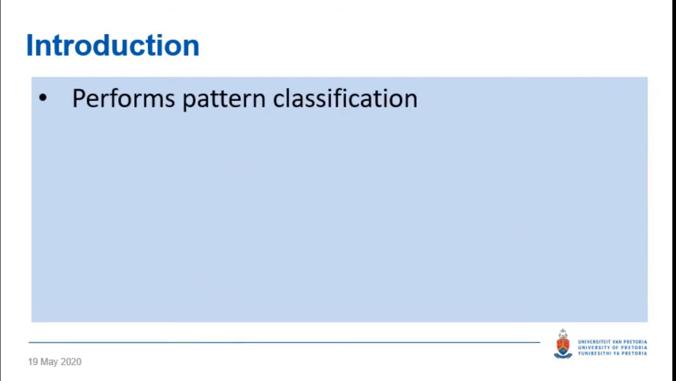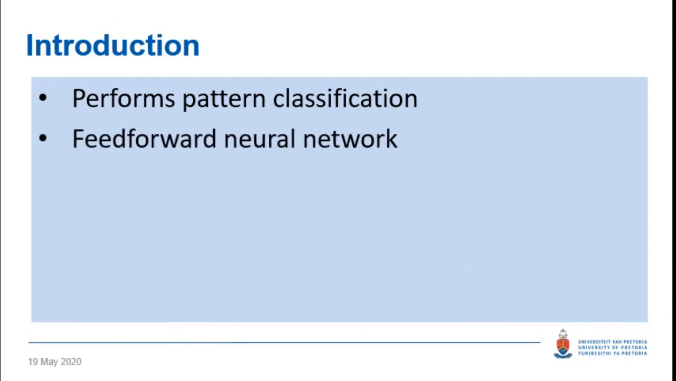So the Perceptron learning algorithm, together with the Perceptron architecture, performs classification. When we're dealing with neural networks, they can perform classification, or they can perform pattern association. Next week, we're going to look at the Hopfield neural network, and the Hopfield neural network performs pattern association. The other thing that distinguishes the Perceptron architecture from the other architectures is that it's a feed-forward neural network.